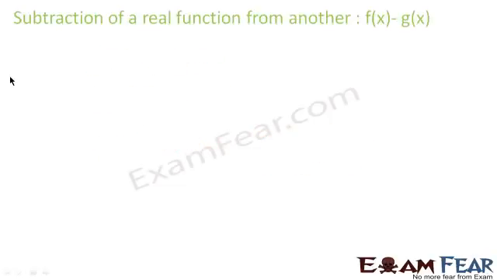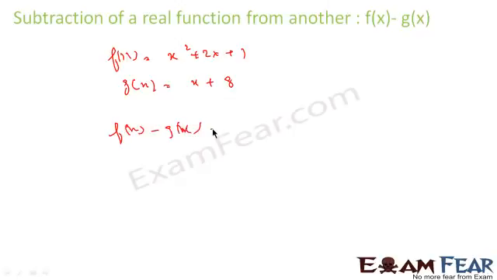Let's take subtraction of real functions, f(x) minus g(x). Similarly, we can have f(x) equal to x square plus 2x plus 1 and g(x) equal to x plus 8. So when you say f(x) minus g(x), you actually subtract these two. What you get is x square plus 2x minus x plus 1 minus 8. This is nothing but x square plus x minus 7. So this is f(x) minus g(x).